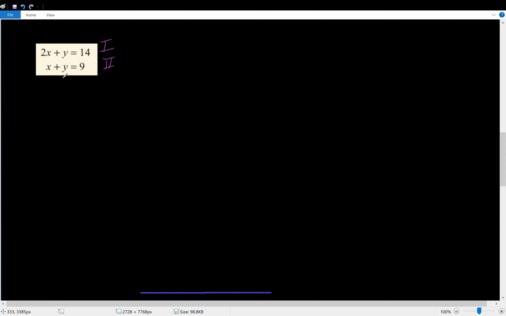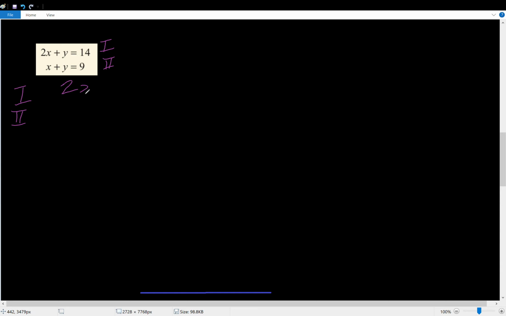Now you notice that the coefficients of y match in this case, but they don't have different signs. So what we're going to need to do is change the signs on one of the equations. We're going to change the signs on equation 2. Equation 1 won't change.